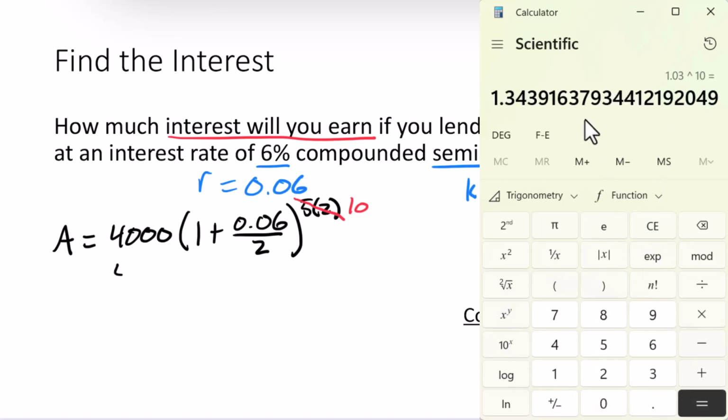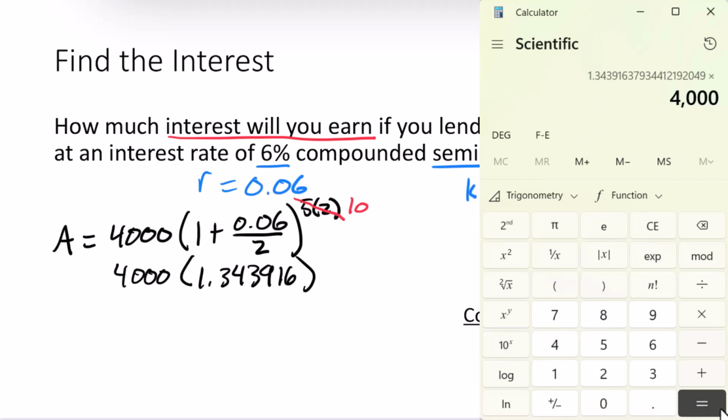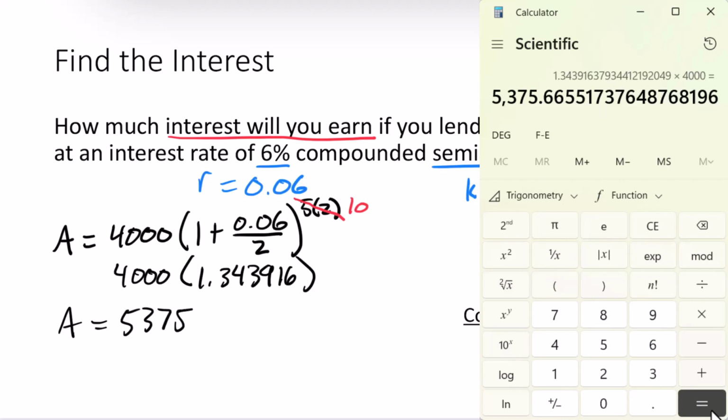So I can write that down and say I'm doing 4,000 times 1.343916, and make sure to keep at least 6 decimal places, but you can keep more. And then I'll multiply this by 4,000. And that ends up giving me the number $5,375.67 for my ending amount that whoever I lent this money to will pay me back.